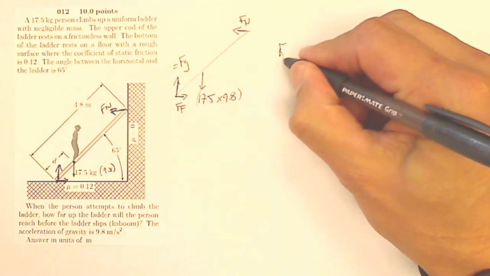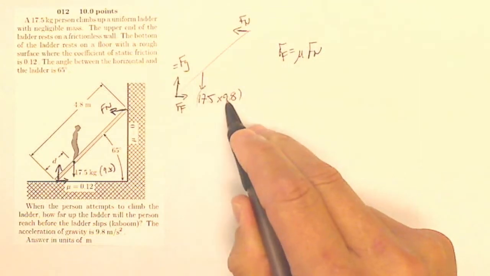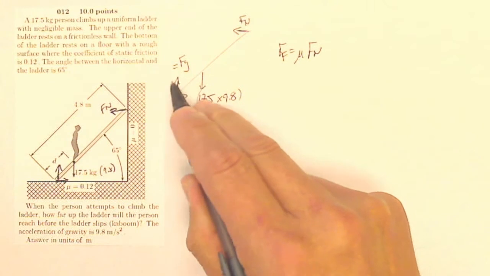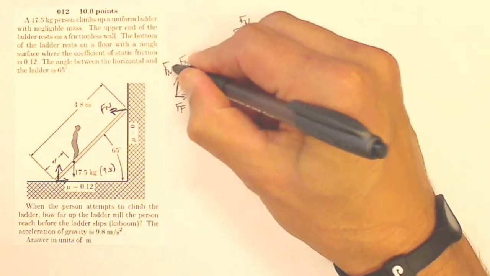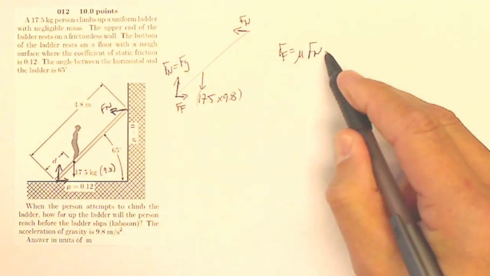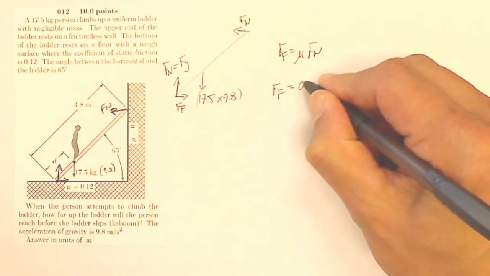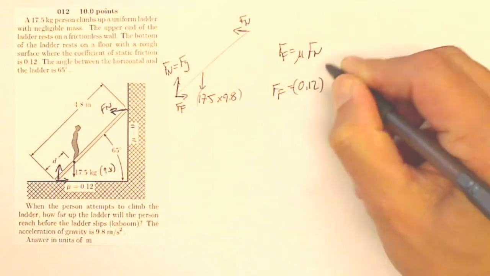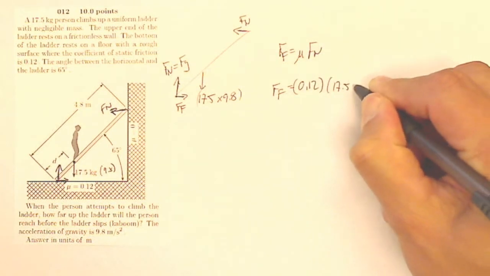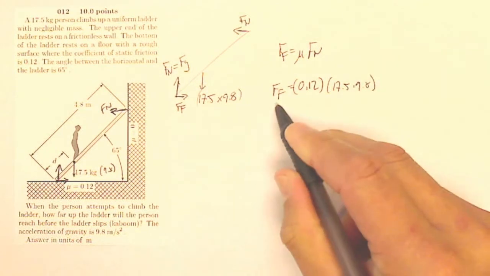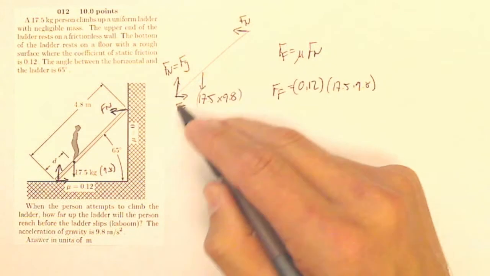But I do know that my force of friction is going to be mu times my normal force. And this normal force over here is going to equal the force of gravity down, so Fn equals Fg. So this one is easy to figure out. My force of friction is going to be my mu of 0.12, my coefficient of friction, times my normal force, which is 17.5 times 9.8. So now I know what my force of friction is. That'll also give me this normal force, so I can put that in either one of these places.